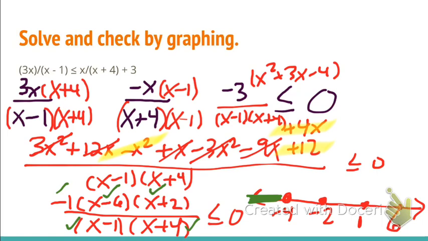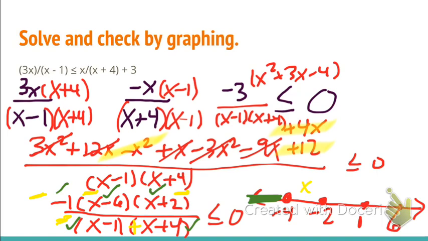Alright, if I plugged in a number between negative 4 and negative 2, let's say negative 3, this would be negative 1, and then negative 3 minus 6 would be negative, and then negative 3 plus 2 would be negative, so our whole numerator is negative. Then negative 3 minus 1 is negative, and negative 3 plus 4 is positive, so that would be a negative over a negative, which is a positive, so this interval over here we're not going to shade in.